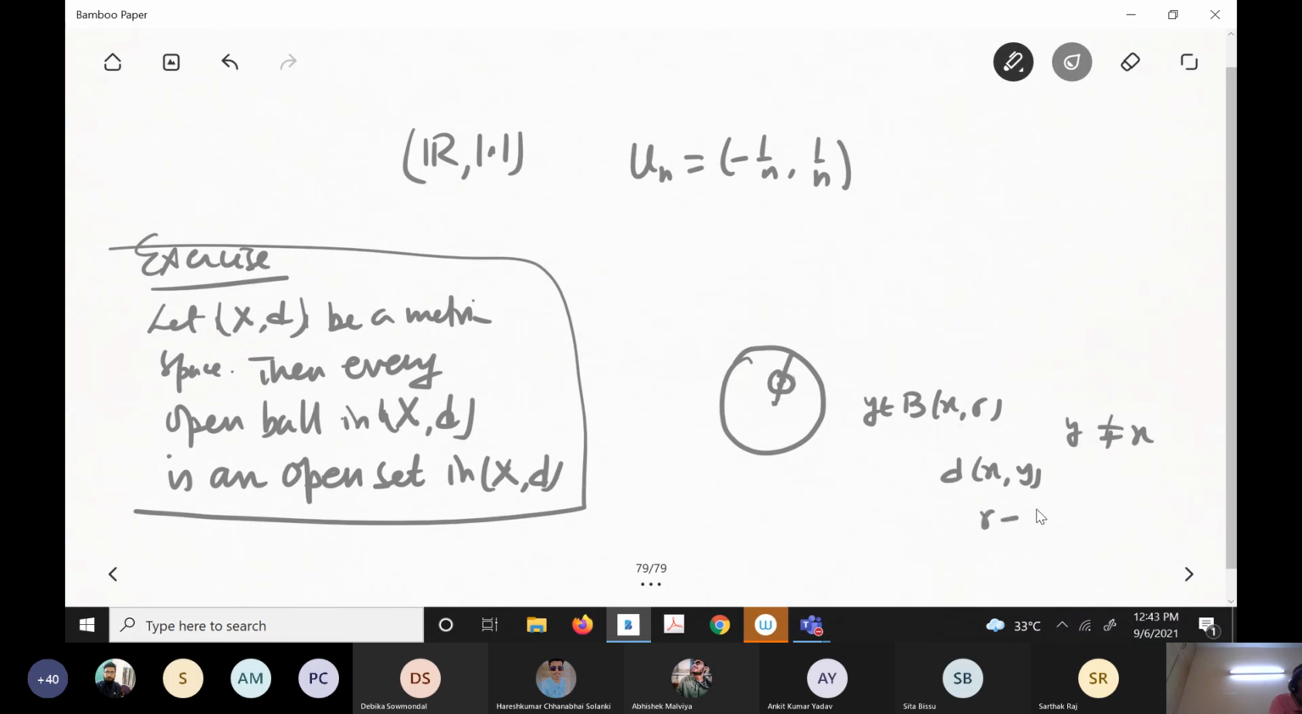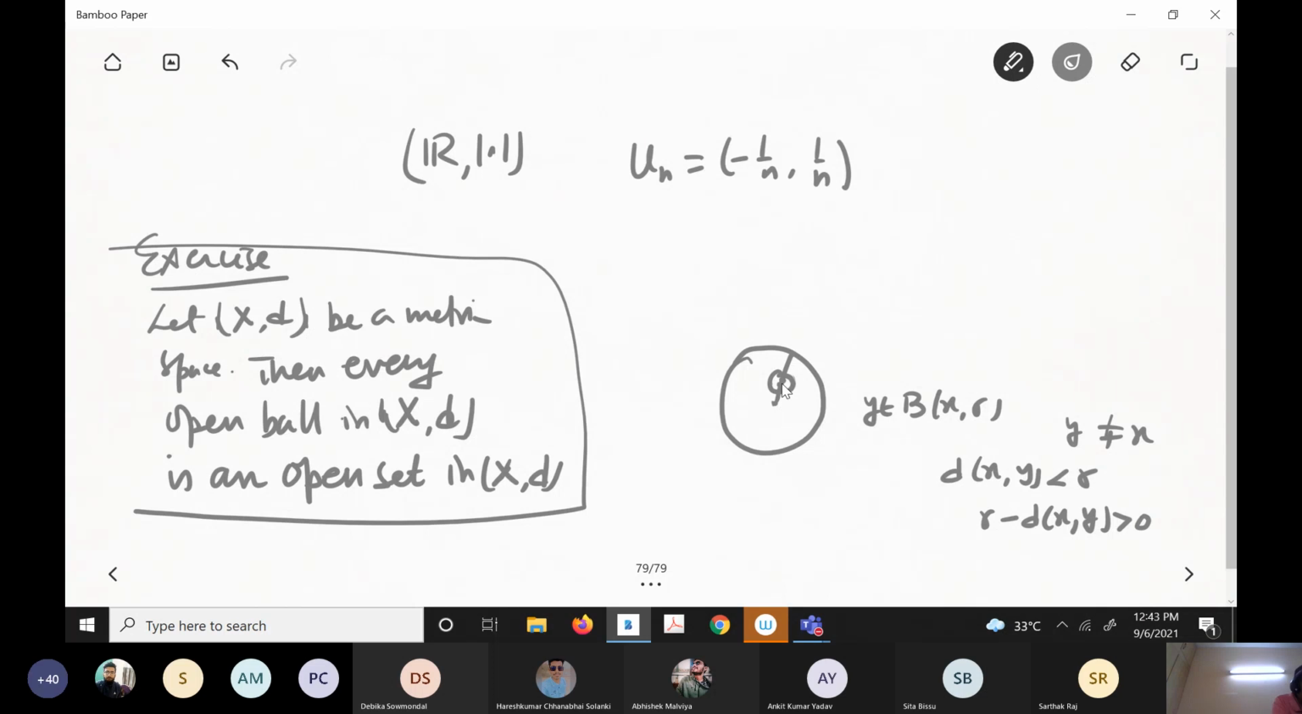Last time I told you to try to do your tricky calculations on the laptop like that. This is a plane. So basically r minus d(x,y). Even if d(x,y) is 0, it doesn't matter, because y belongs to B(x,r) implies d(x,y) is less than r. So this is positive. Okay, right?